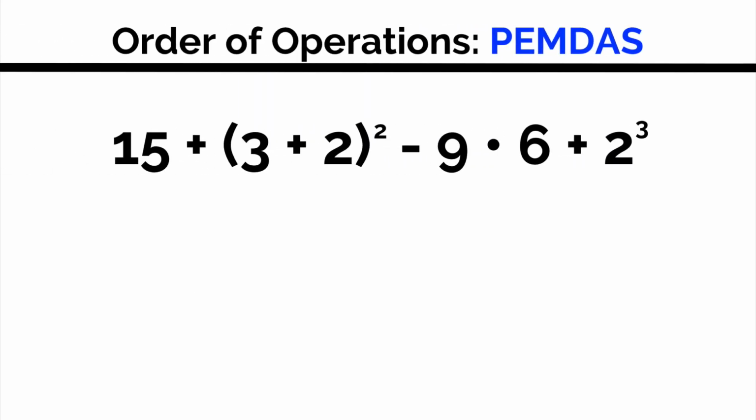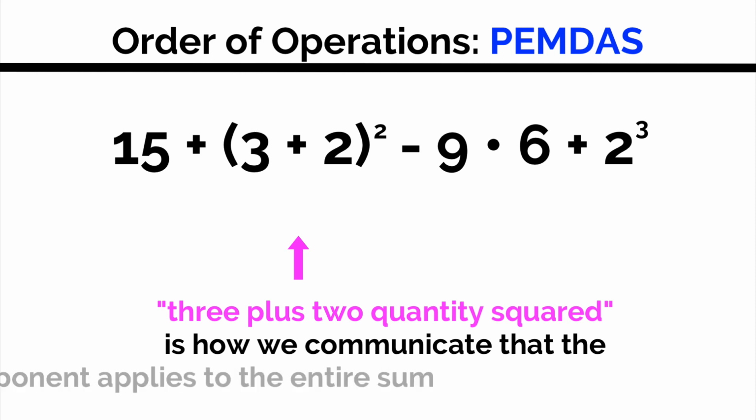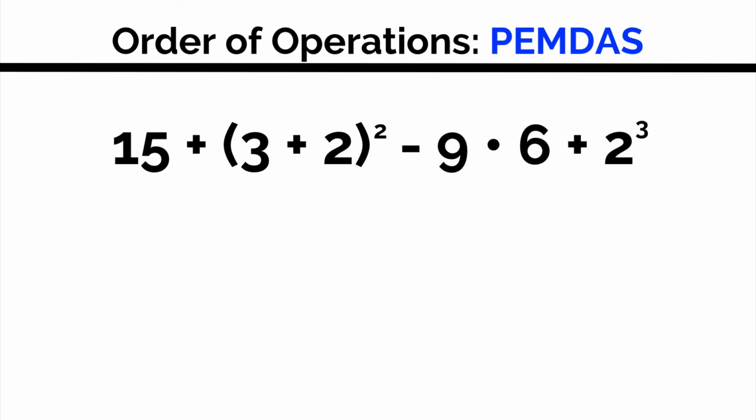Now let's try a trickier one. 15 plus 3 plus 2 quantity squared. Notice that this is how we refer to this parenthetical term verbally. It implies that 3 plus 2 lies within parentheses. Continuing with the expression, we have minus 9 times 6 plus 2 cubed. So let's go through the order of operations.